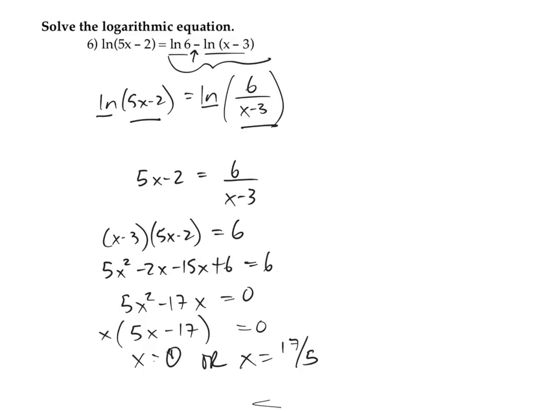Now, I think at this point you should check these. So for this, x is equal to 0. If I plug a 0 in there, 5 times 0 is 0. 0 minus 2 is a negative 2. And you can't take the log of a negative number, so I would cancel the 0 out. The 17/5 I think will work, but the 0 one won't work.